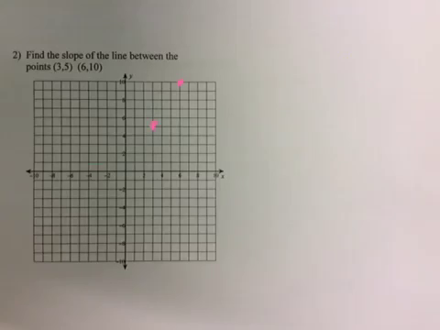Now, of course, between those points, there's a line that connects them. So let me draw that line right there. And we can use our method that we know already since we have a graph and count the number of squares to go up or down and the number of squares to go left or right. So up or down would be 1, 2, 3, 4, 5. So my rise is 5 and my run is 3.